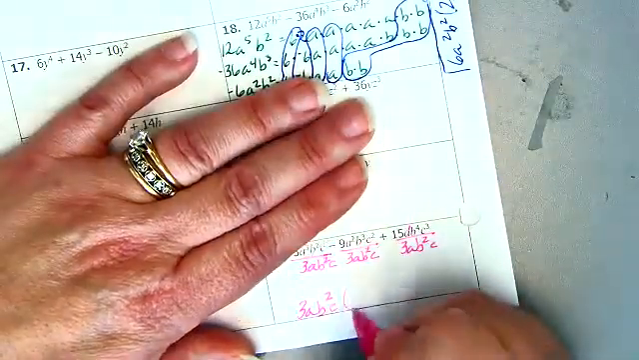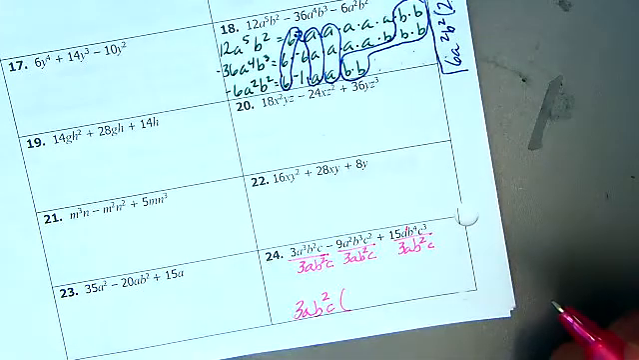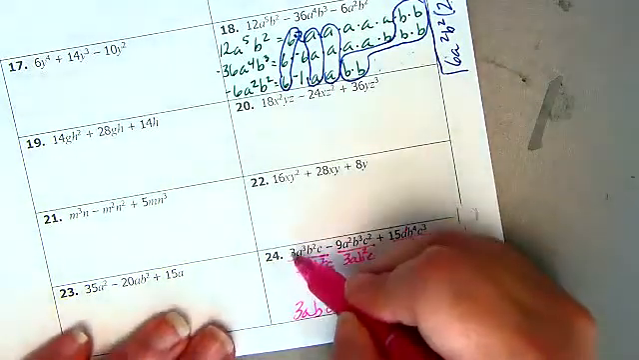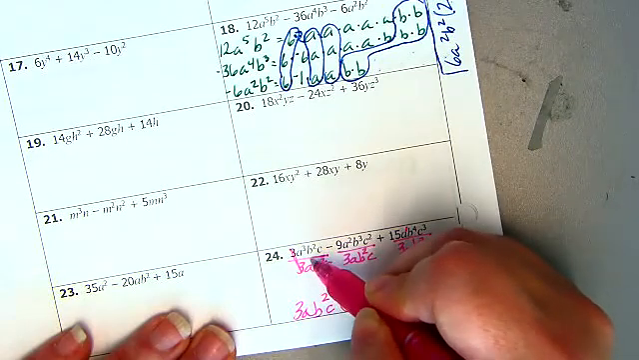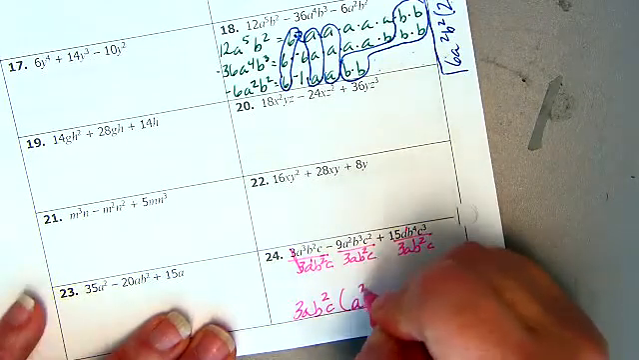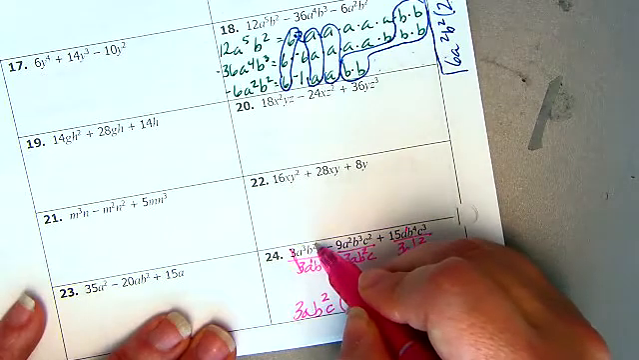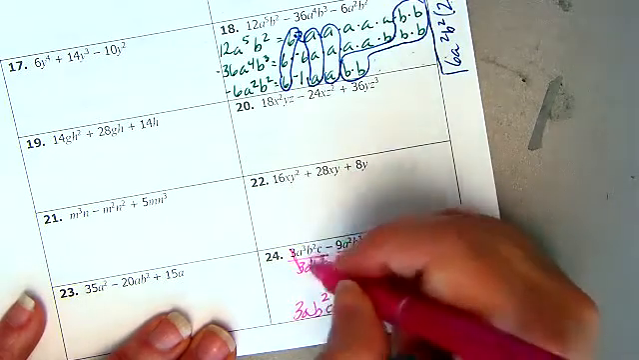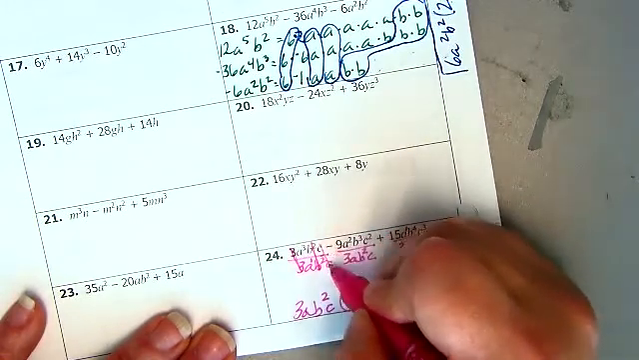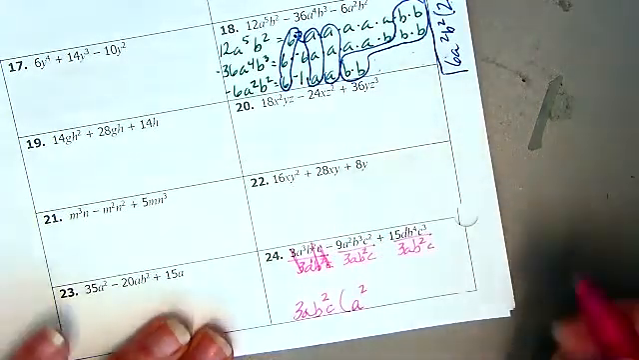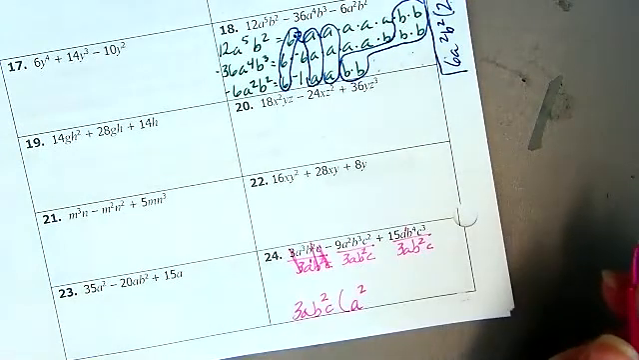Now what I got to do is figure out what am I left with. So when I do 3 divided by 3, that equals 1. A to the third divided by a, that leaves me with a squared. B squared divided by b squared, that just cancels out. They're the exact same. The c's just cancel out because they're the exact same. So all I'm left with is a squared.